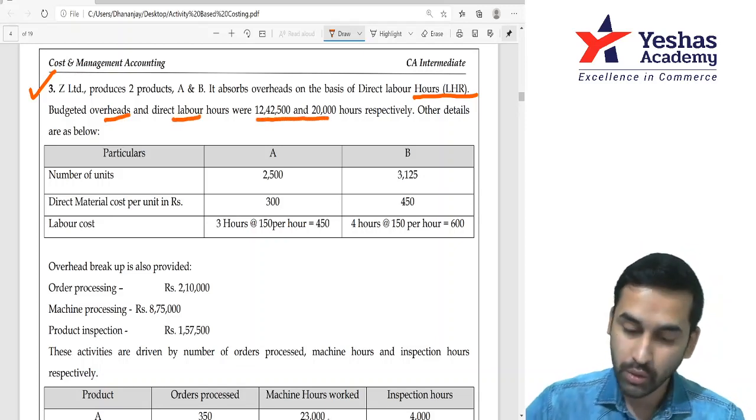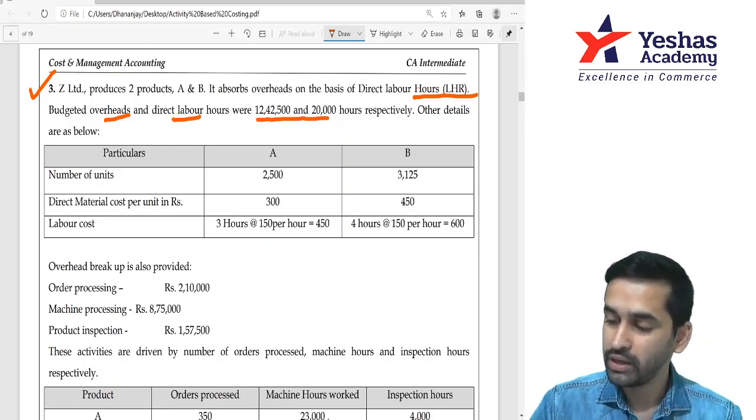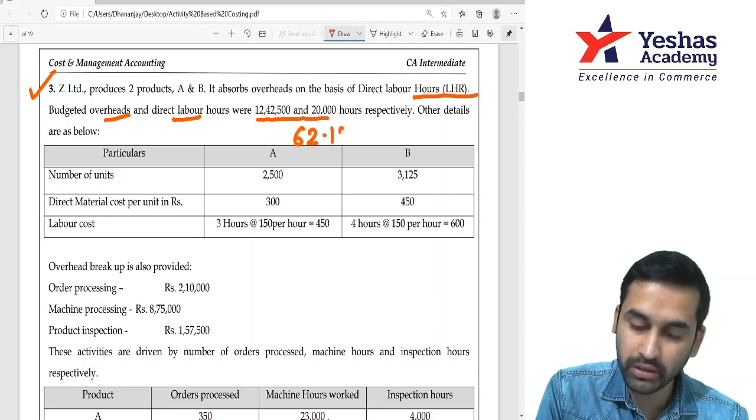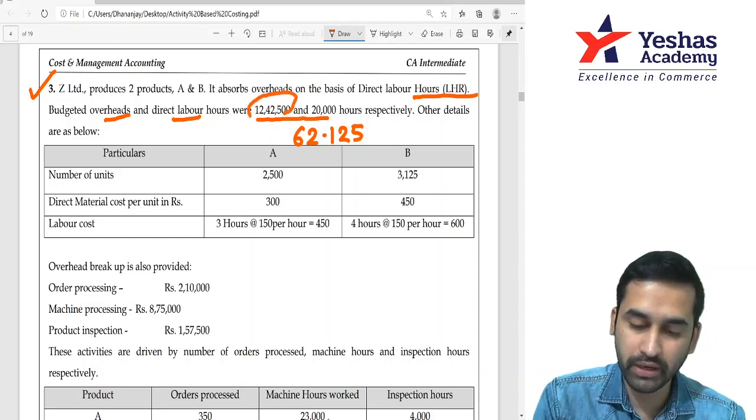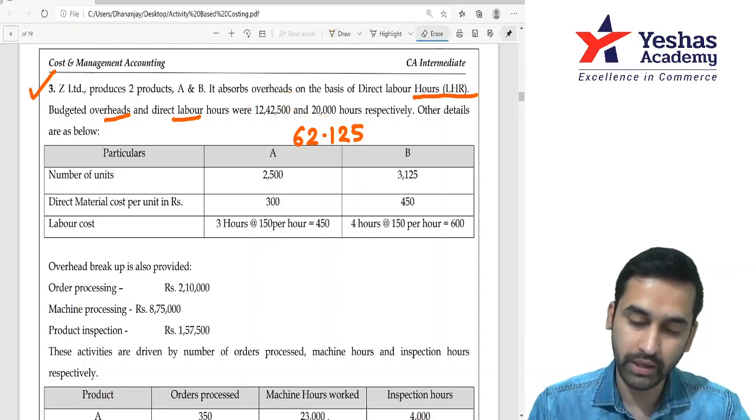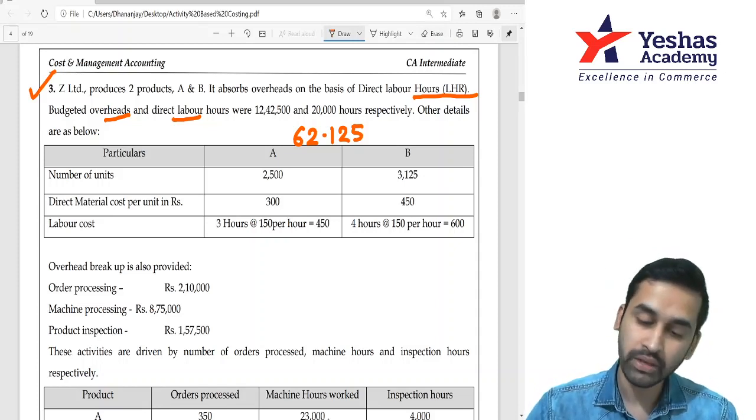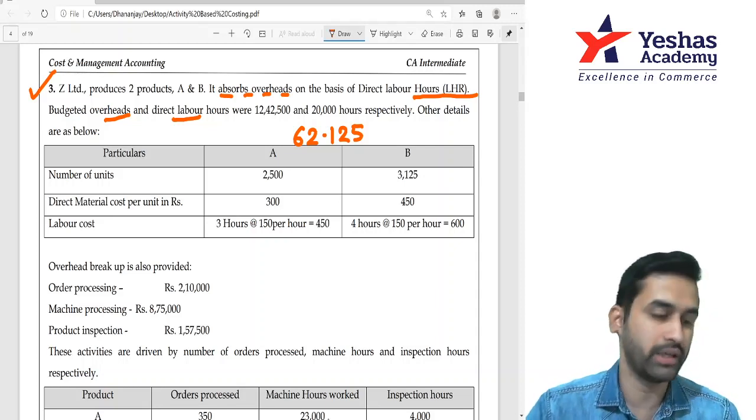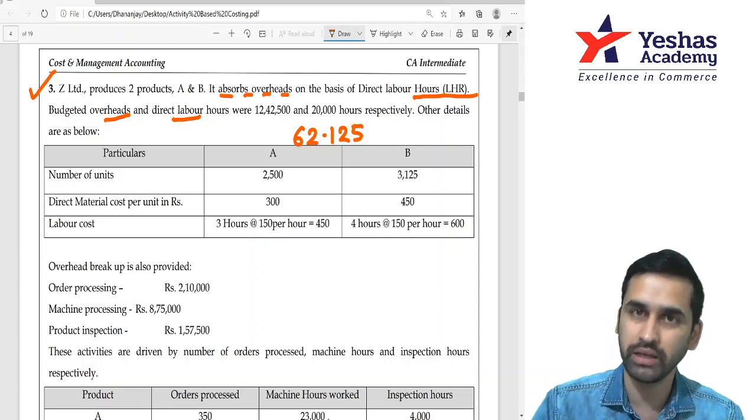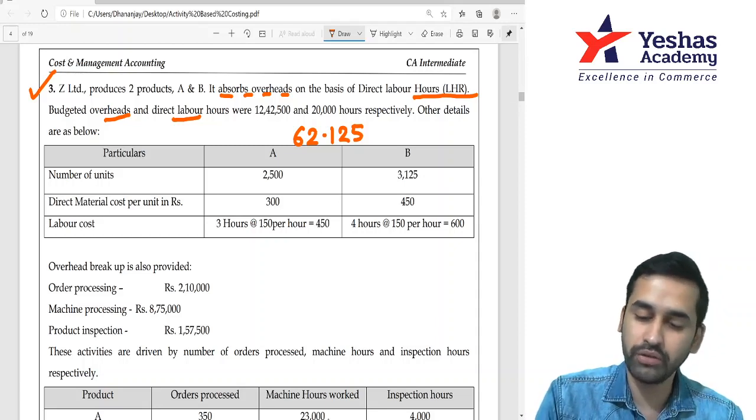In the calculator, 1,242,500 divided by 20,000, I'm getting 62.125. I repeat, 1,242,500 rupees, if I divide by 20,000 hours, I'm getting 62.125. By the way, why did I divide this? They said presently they are absorbing. Absorbing means estimating, charging, recovering, budgeting, forecasting, everything is one and the same. Presently they are estimating the overhead on the basis of labor hours.